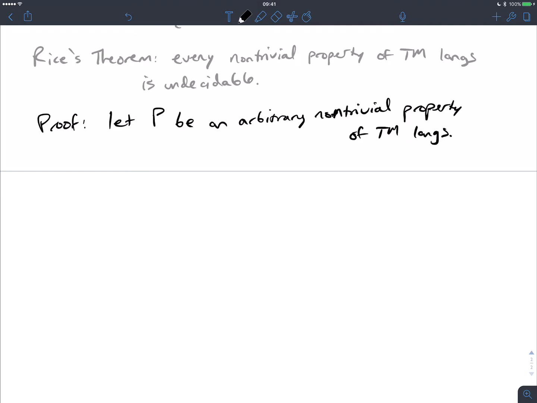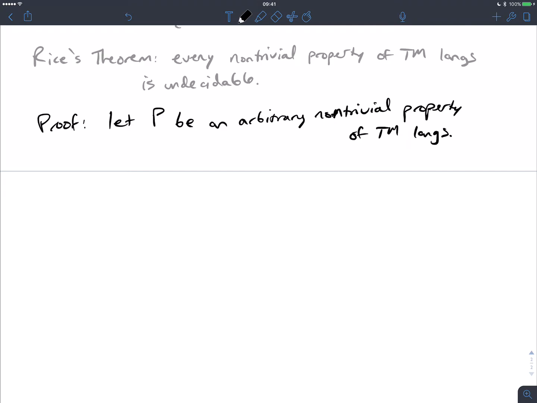Like, for example, we proved that EQTM is undecidable because we assume that there's a decider for it, and then using that decider, we were able to decide ETM, emptiness, for Turing machines. But we already know that that's undecidable from before. And so therefore, there's no way that EQTM could have been decidable. Okay? Does that make sense? It's just a proof by contradiction.